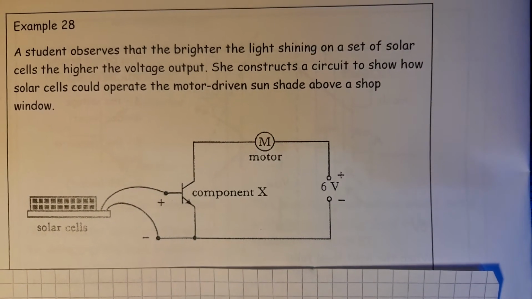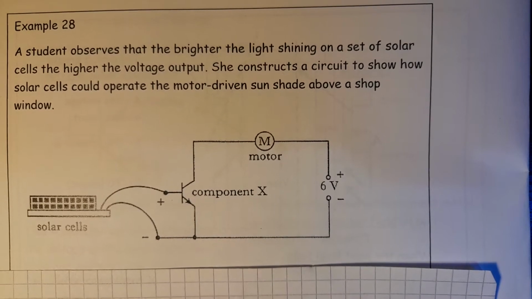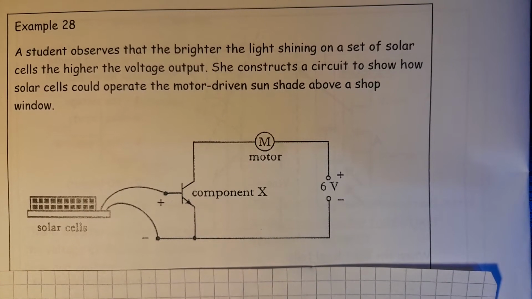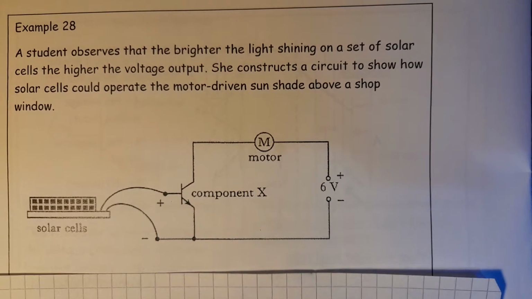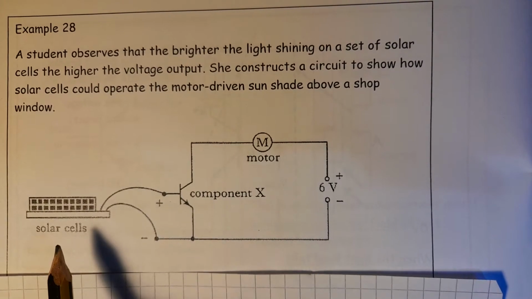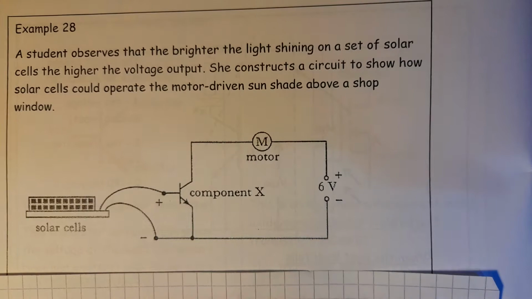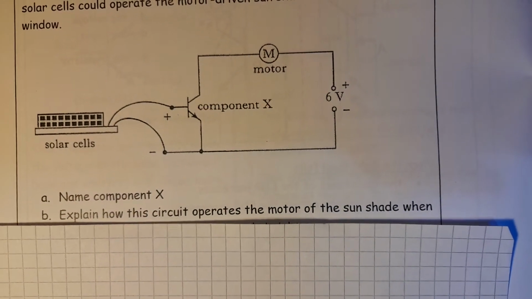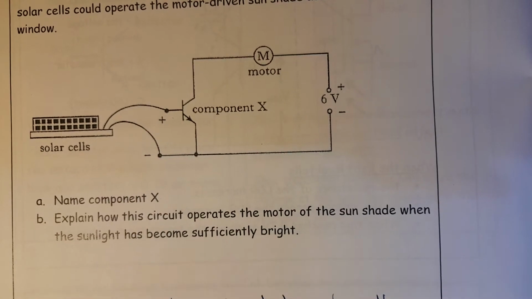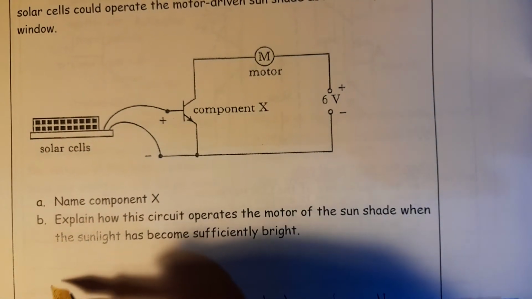Example 28. A student observes that the brighter the light shining on a set of solar cells, the higher the voltage output. She constructs a circuit to show how the solar cells could operate the motor-driven sunshade above a shop window. So we have in the circuit diagram solar cells, component X, a motor, and a power supply. First question, name component X. So component X, this one here, is a transistor.